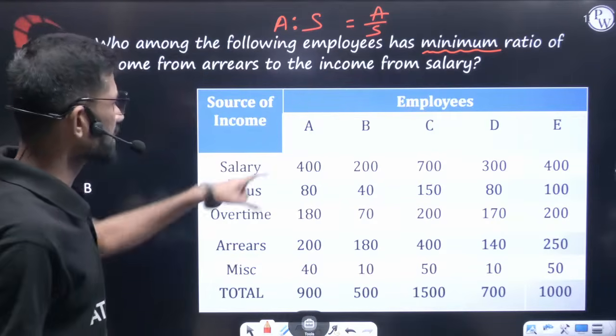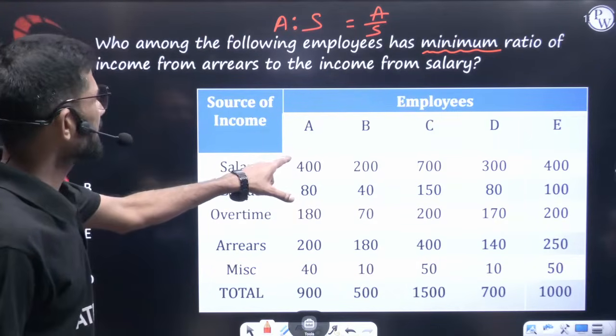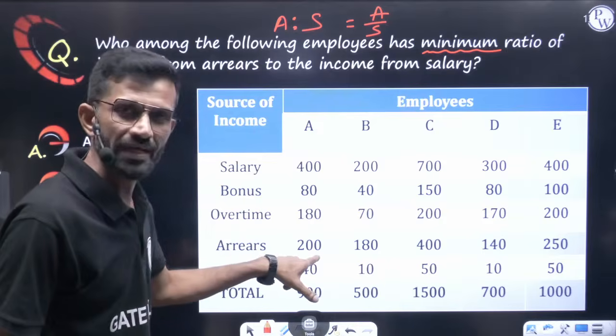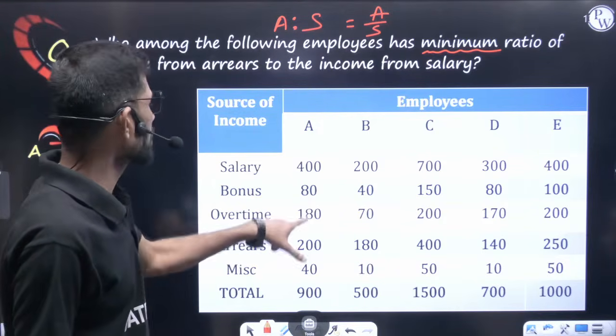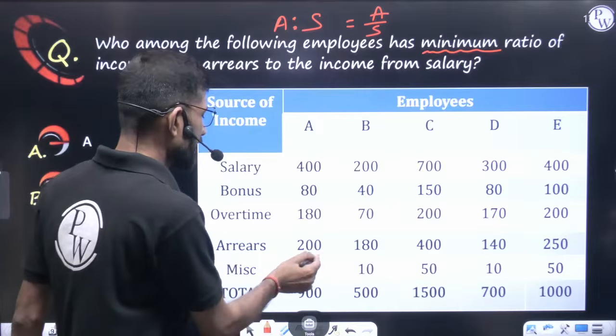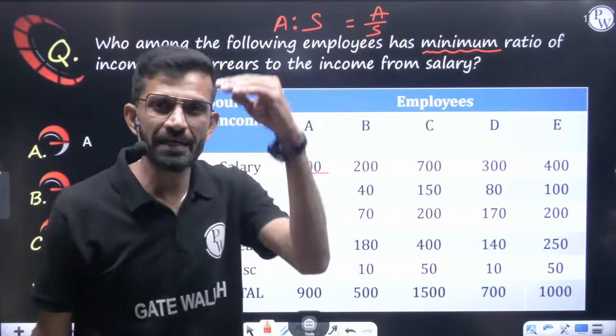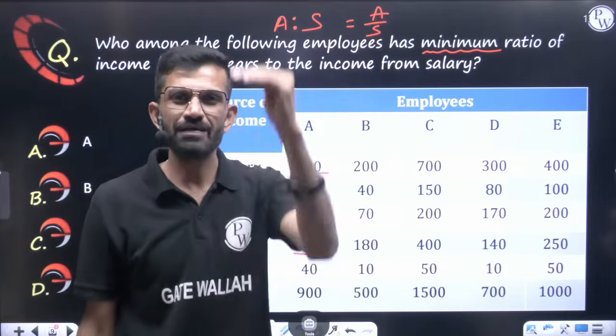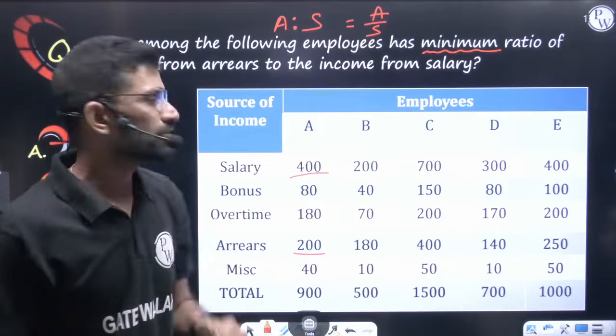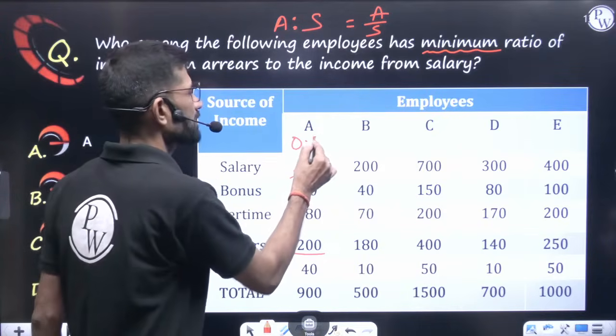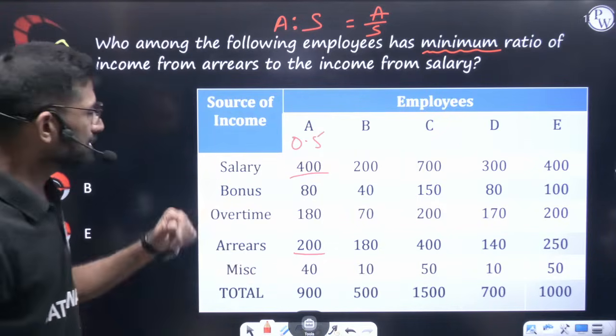So let us consider employee A. Employee A, the arrear is how much? 200 and salary is how much? 400. So 200 is to 400, 200 by 400, 2 by 4, which is equal to 1 by 2. 1 by 2 means it is just ratio 0.5. As simple as that. Coming to B.